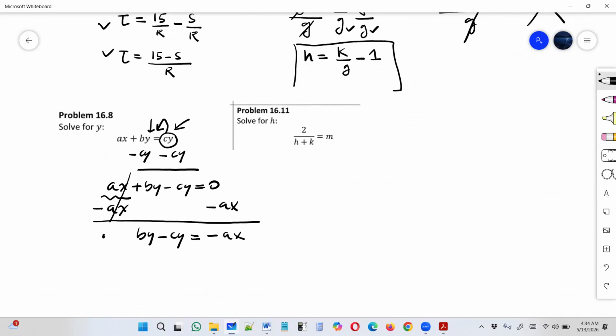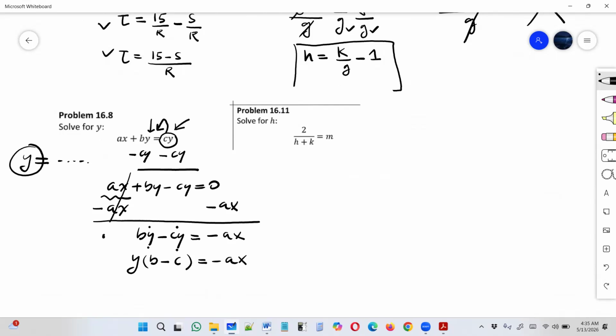Now, this is an important situation. Students usually get confused because they don't know how to proceed. I need to solve for y, which means that I have to have a solution that says y equals something, which means I have to have only a single y as my final answer. If you have multiple terms with the variable you're solving for, you must factor it. So you're going to factor y, and you're going to get y times (b minus c) equals minus ax.